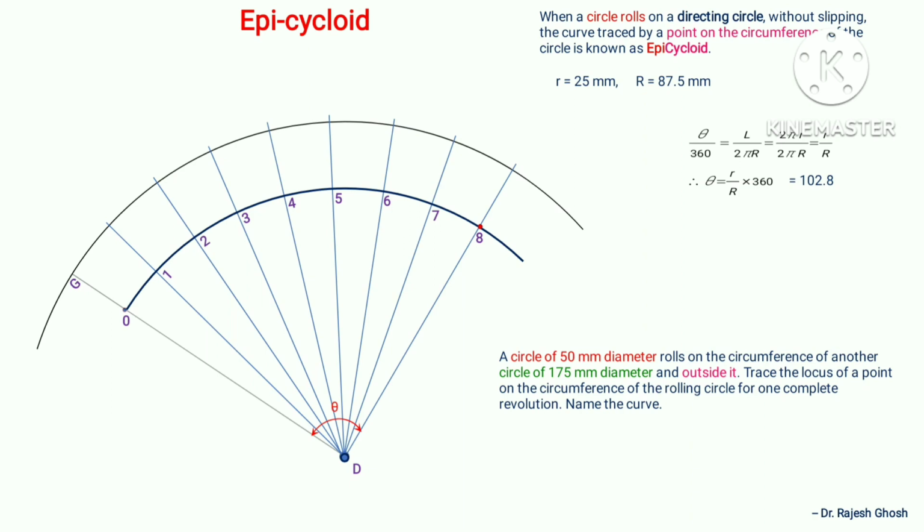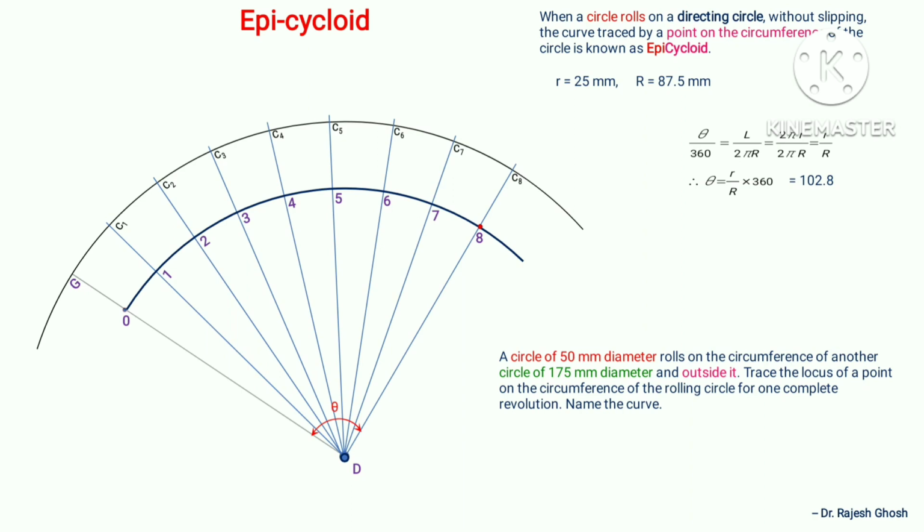Now these lines are extended till the black arc, which is the locus of the center, and on extension we get the center points C1, C2, C3, C4, C5, C6, C7 and C8. The center points are marked in black color.